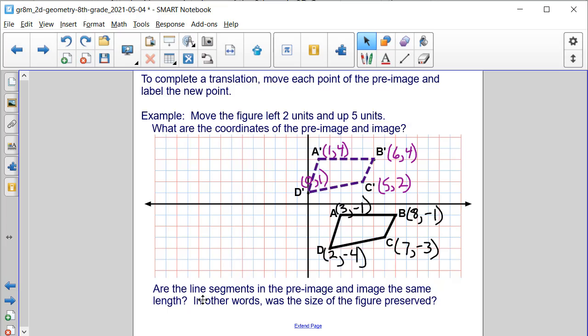Now let's look at this bottom question. Are the line segments in the pre-image and image the same length? Well, yes, they are. And we can also prove that by re-dragging this back to the original. These are the same. And then if we go back to the image, these are the same. So the side lengths and angles are all preserved or kept the same. So the answer to this question is yes.